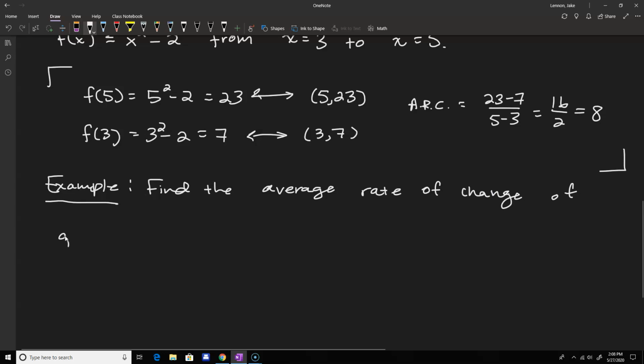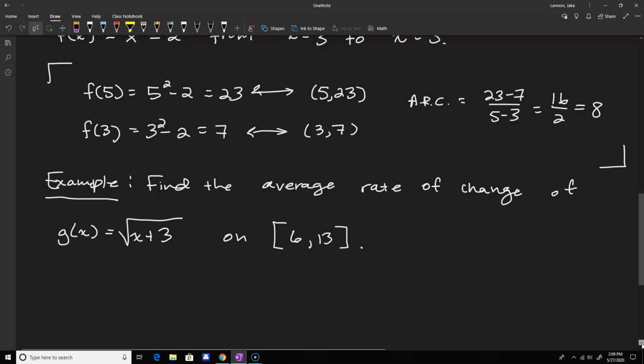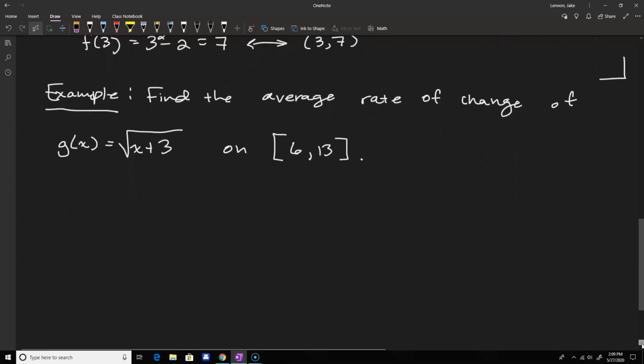Of g of x equals the square root of x plus 3. And sometimes you'll see it written like this. They might give you a specific interval rather than say x equals a to x equals b. So I'll write that in this fashion here. So let's say on the interval 6 to 13. So basically our first value is 6 and our end value is 13. So we're treating those as our x values that we're using here. But same as the previous example, we really just want to find the y values and then plug them into the ARC formula.